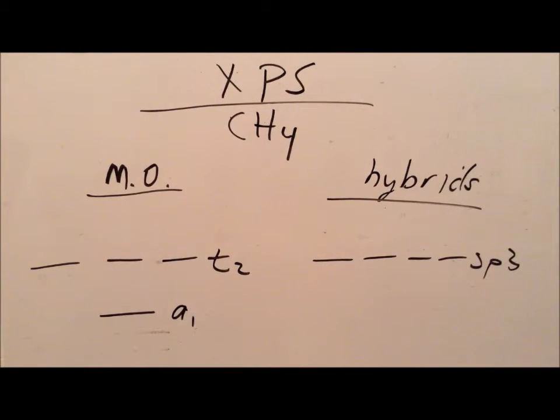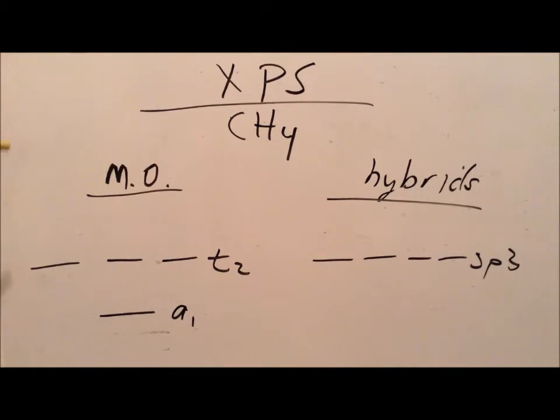Last but not least, we can look at methane. Now, methane is our prototypical organic molecule, and it was exactly to explain the bonding in molecules like methane that the hybrid orbital theory was invented in the first place. So let's see how well it does.